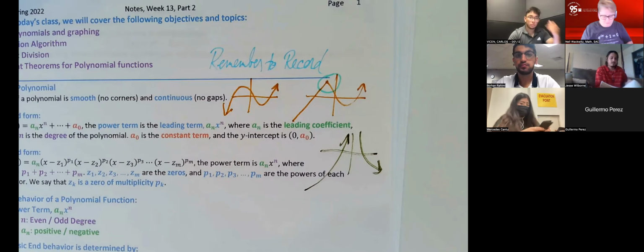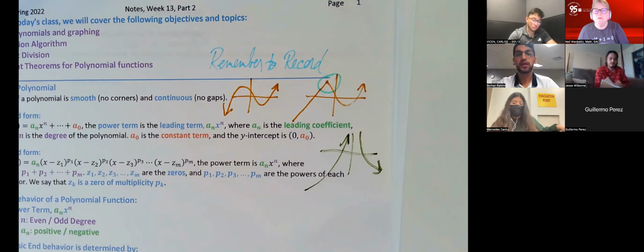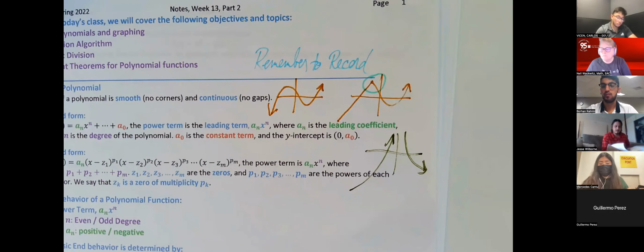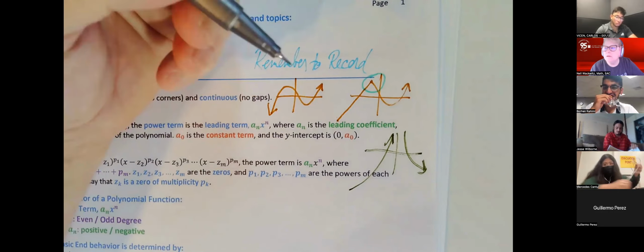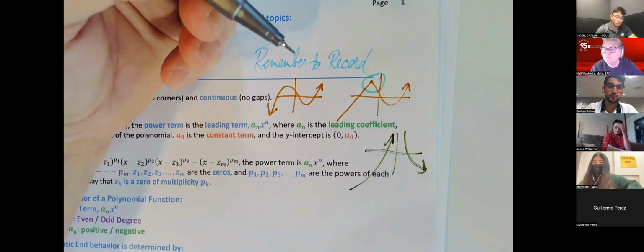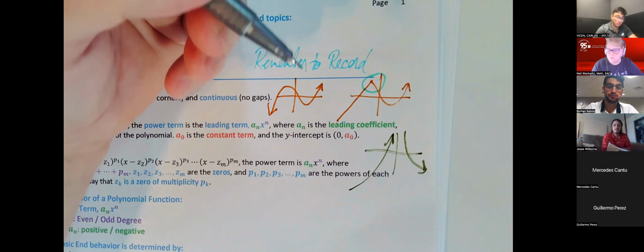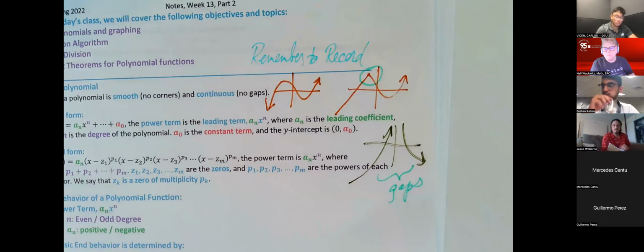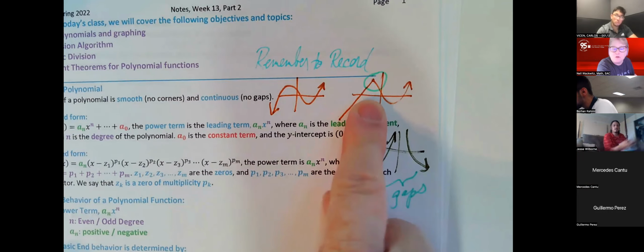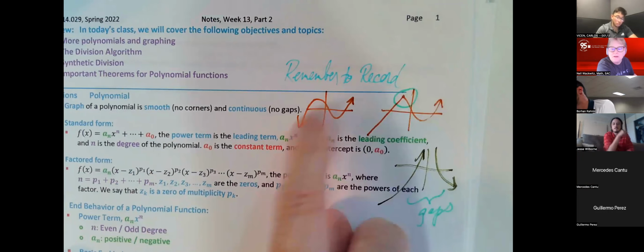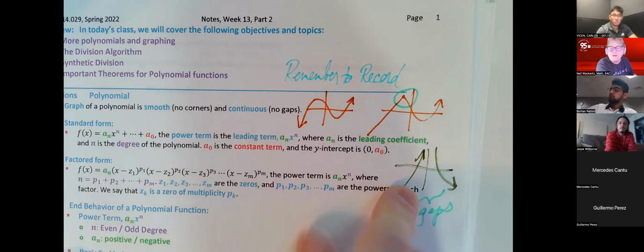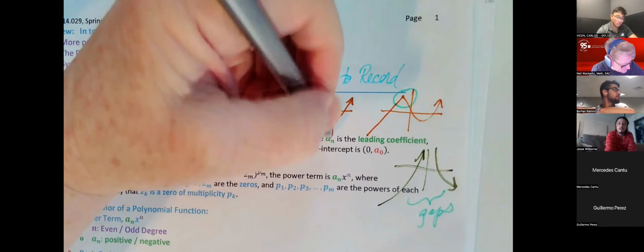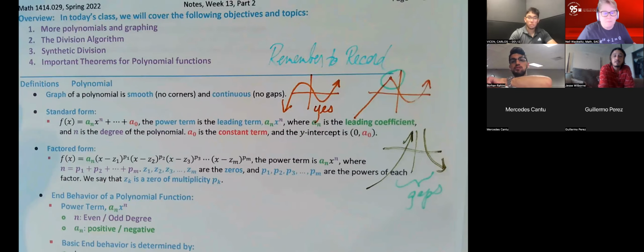What about this graph? Could that be the graph of a polynomial? No. And good. Why not? That's right. A polynomial can't have gaps. So this graph is not continuous. This graph has a corner, so it's not smooth. This is the only graph of the three that could be a polynomial. So this is yes. All right.